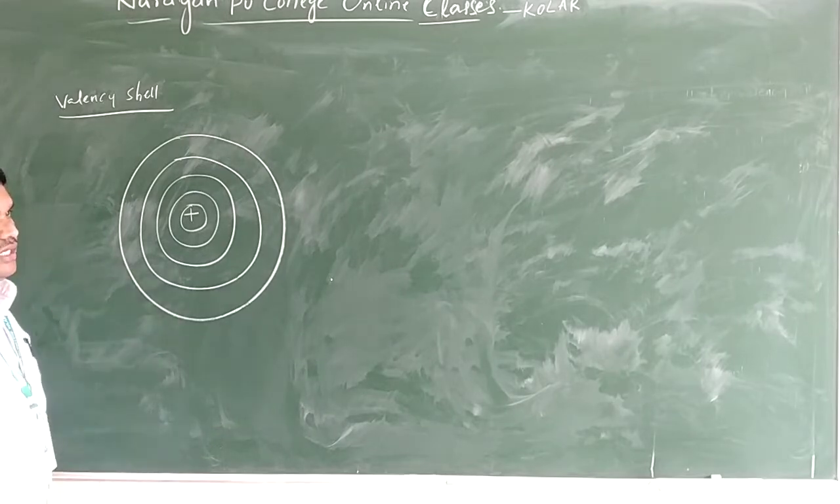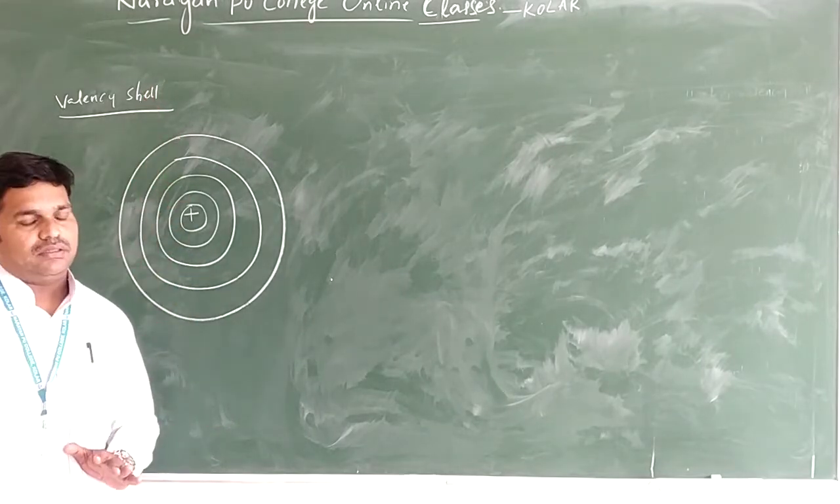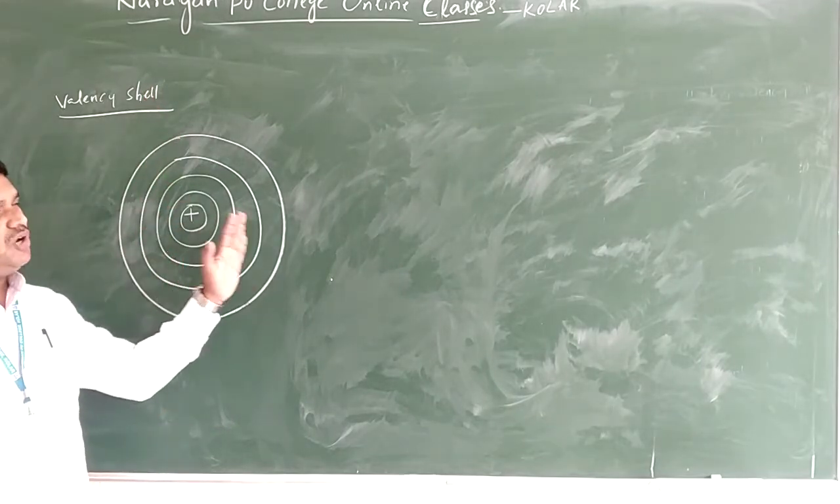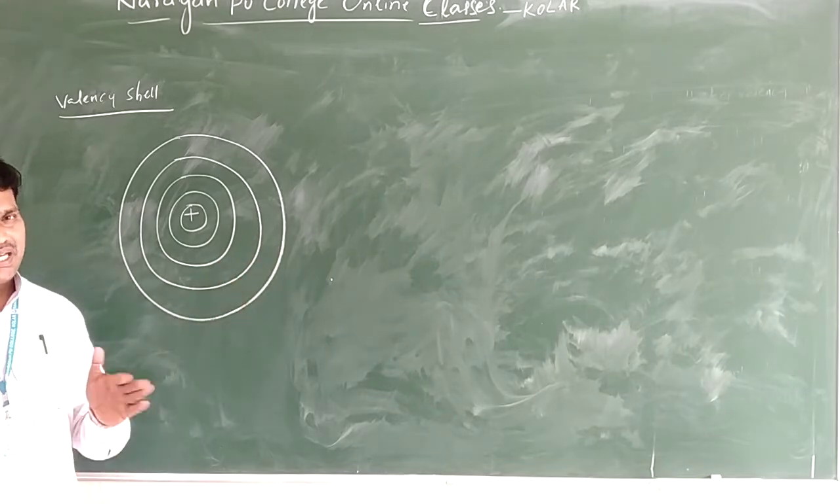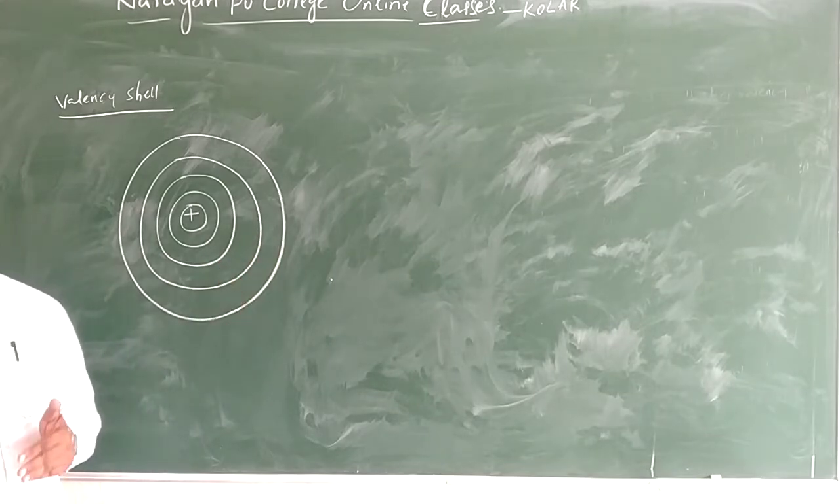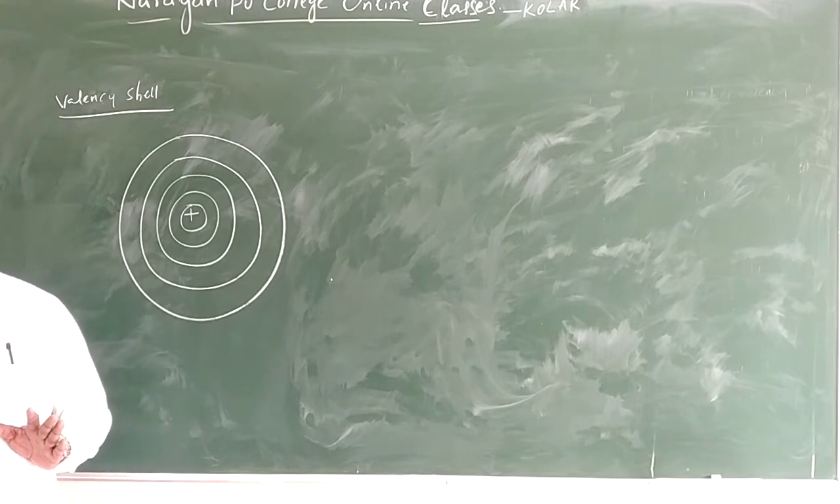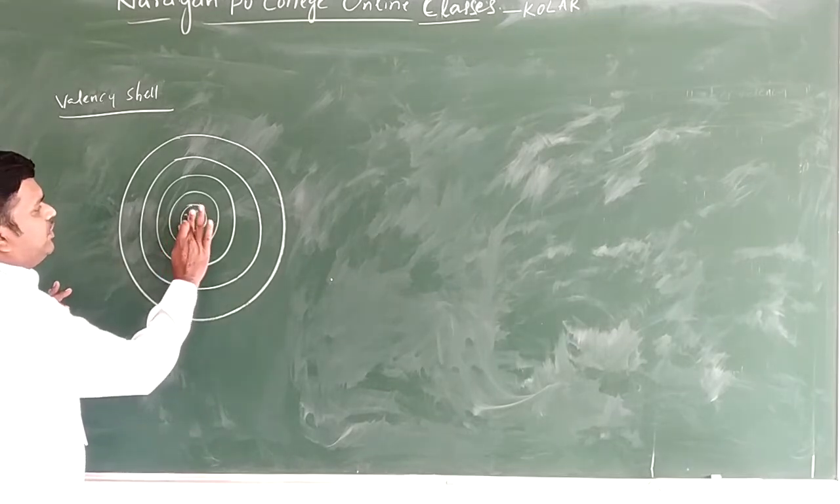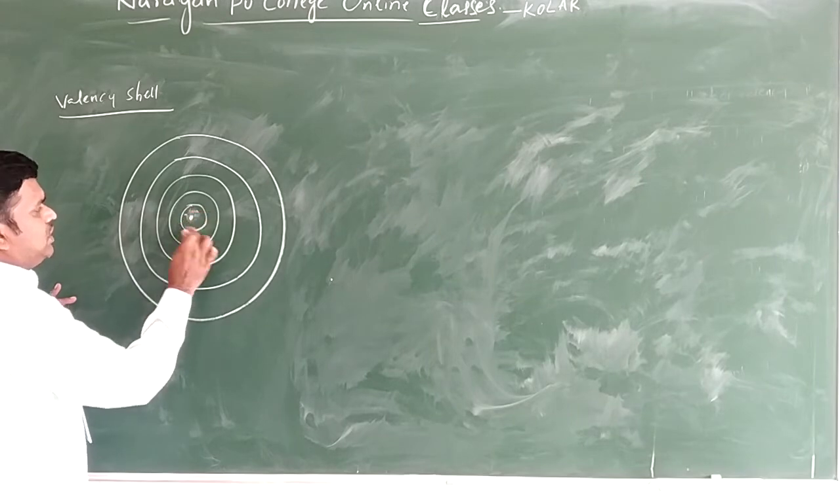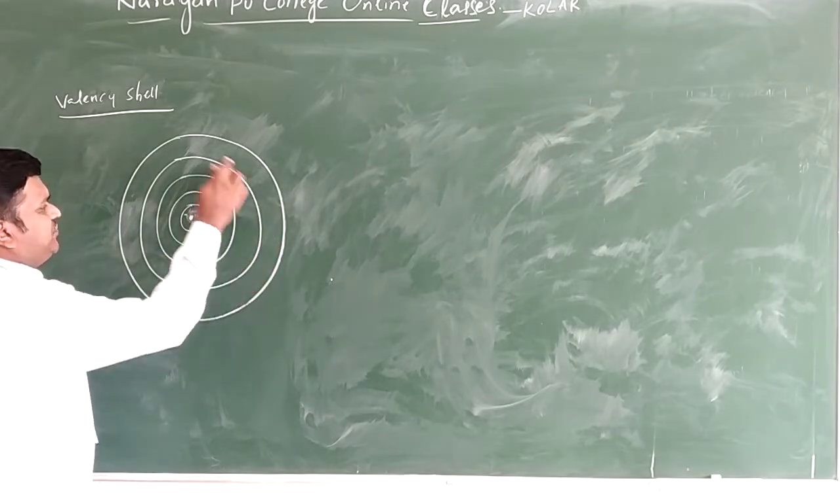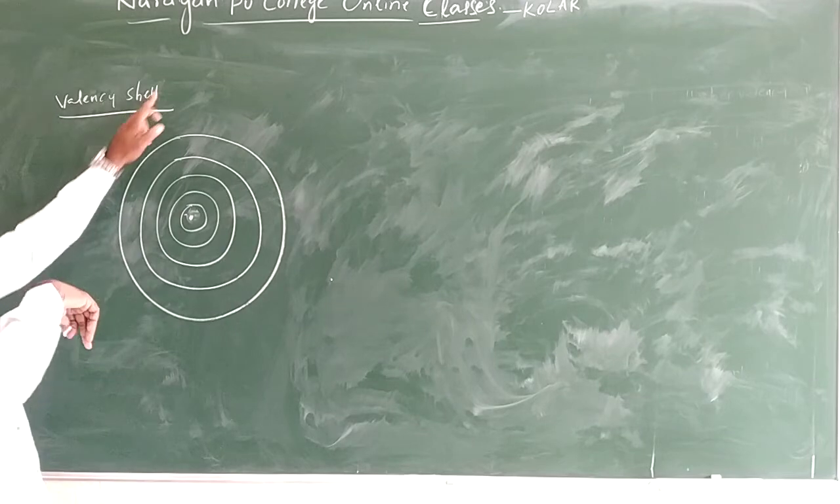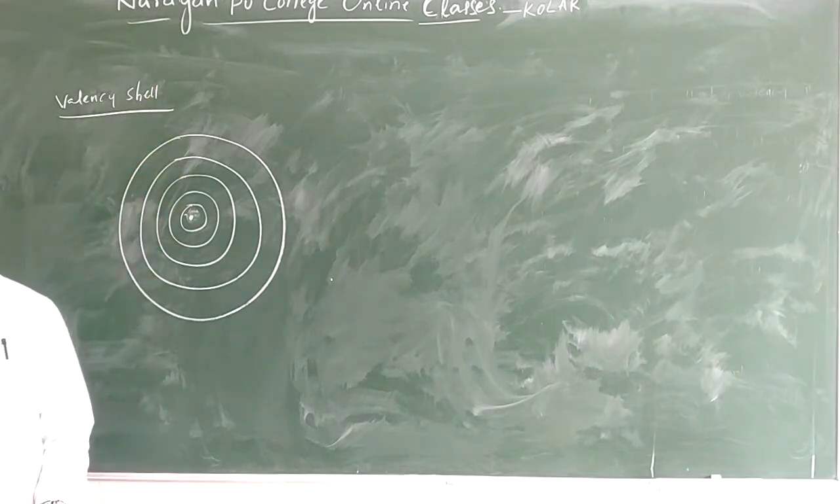So generally, what is meant by shell? Electrons are revolving around the nucleus in circular paths. The circular paths we are calling here shell or orbit. Shell or what? Orbit. So electrons are revolving in different circular paths. So these parts we are calling here shells only. Clear?